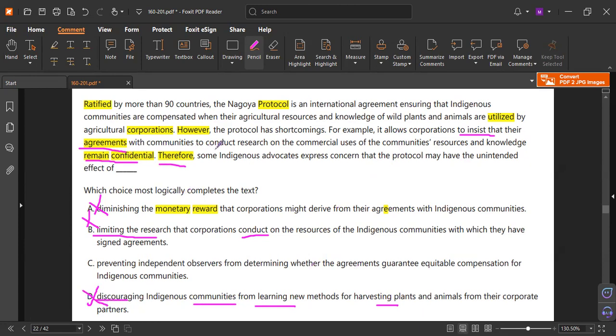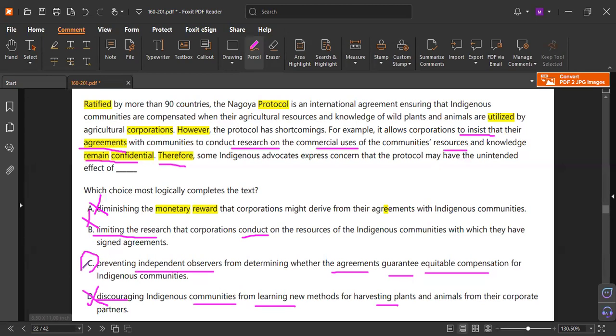Because he said here agreements on conducting research on the commercial uses of resources, not learning. But look for C, preventing independent observers from determining whether the agreements guarantee equitable compensation or not. Because they insist the agreement should be confidential. But how about the independent observers? We need to know if this guarantees equitable compensation or if it needed changes in numbers. That's why the letter C is correct.